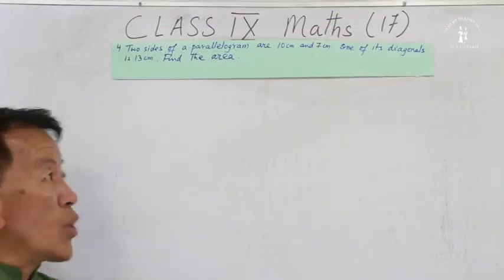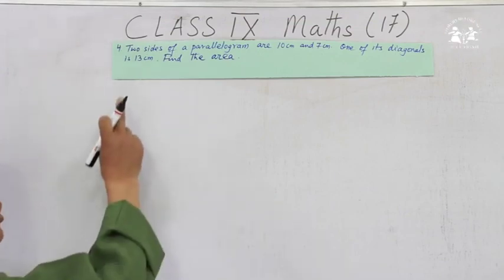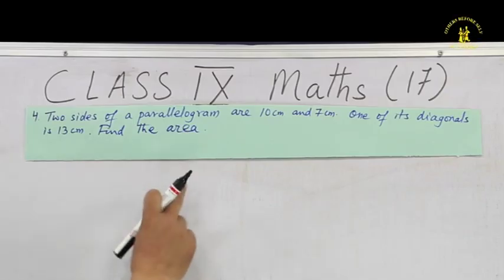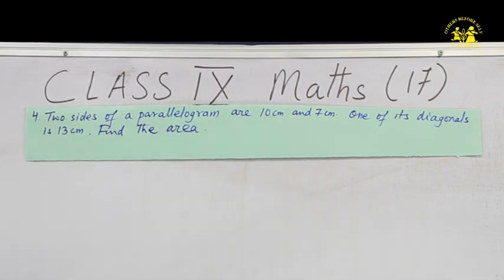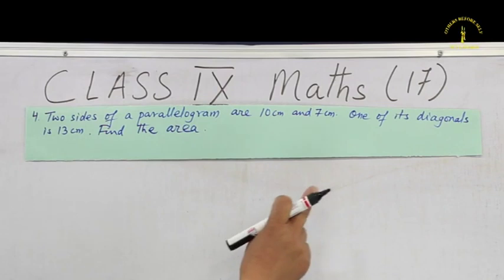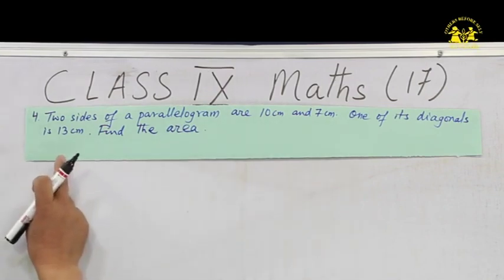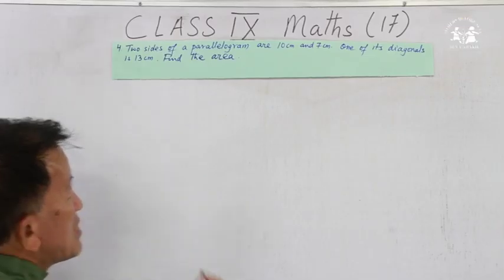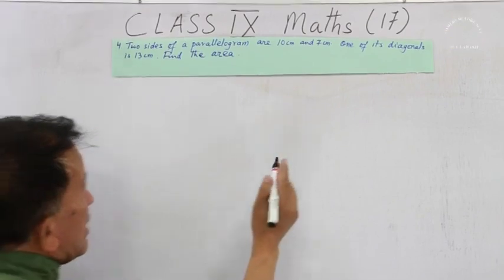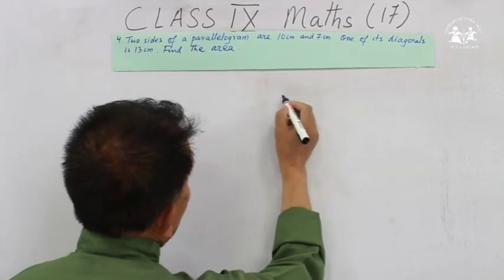Okay, now the fourth question is: two sides of a parallelogram are 10 centimeter and 7 centimeter. One of its diagonals is 13 centimeter. Find the area of this parallelogram. So for this, let's draw an approximate diagram of the given parallelogram.